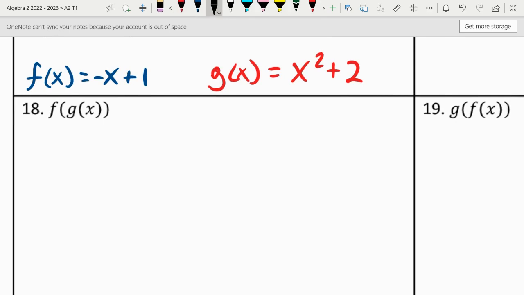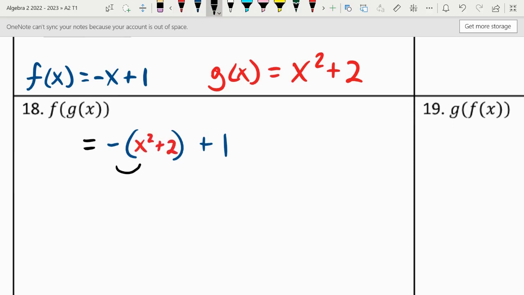Okay, f of g of x. F of x is my outside function. My inside function is what I'm going to plug in. So if we were to write this out, we would say this is equal to my outside function, which is negative x plus 1. And what you'll notice is that instead of putting x here, I've left a blank. Okay, in that blank, I'm going to put my inside function, which is g of x. In g of x, I have x squared plus 2.